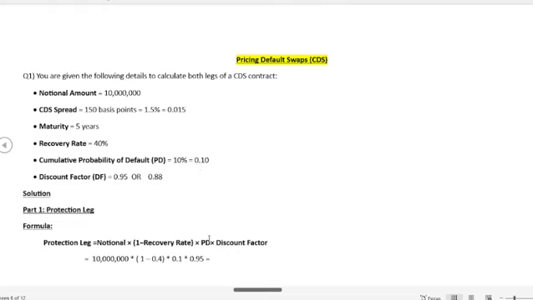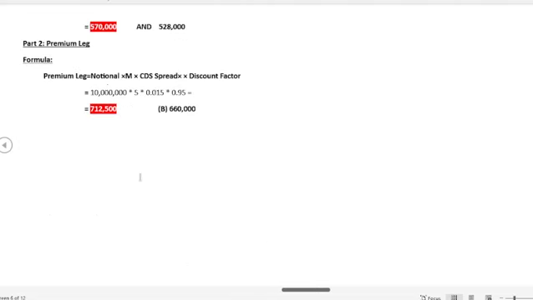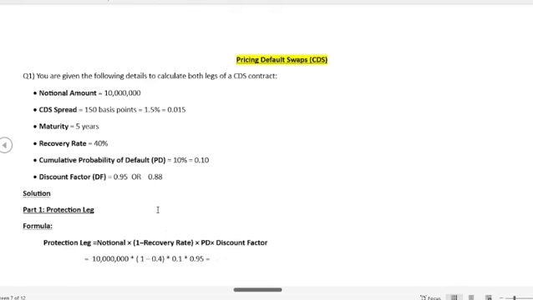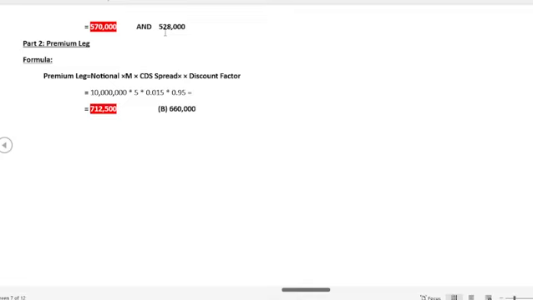Now the discount factor. Over here we put the discount factor 0.95. First of all, we put this 0.95, then after solving this, we get 570,000. And if you put 0.88 over here, with the same values, just 0.88 instead of 0.95, then we have 528,000. Okay, we have solved part number 1.